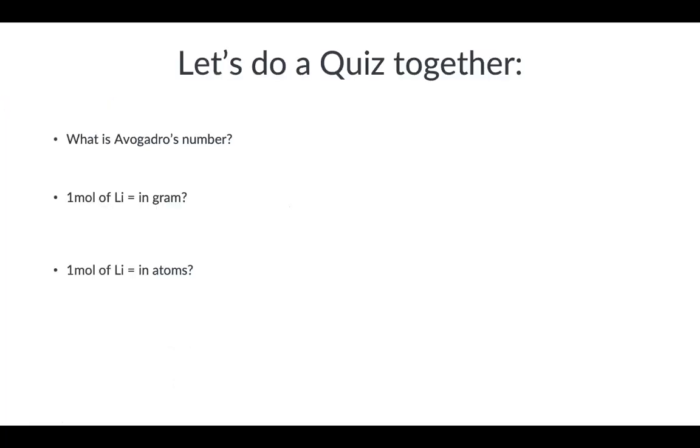Let's do a quiz together. What is Avogadro's number? 6.022 × 10^23. What is 1 mole of lithium in gram? 1 mole of lithium is equal to 6.94 gram of lithium. 1 mole of lithium in atoms, what do you think? 1 mole of lithium equals 6.022 × 10^23 atoms of lithium.